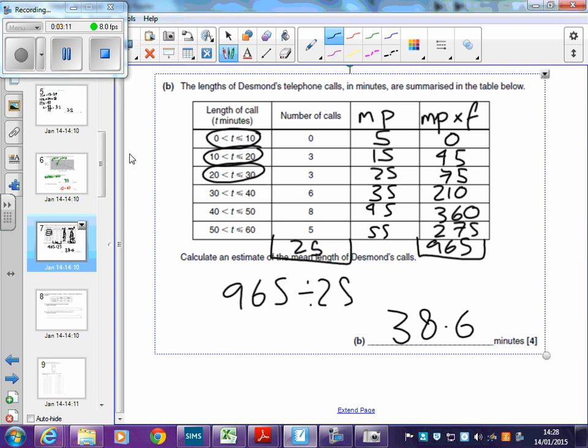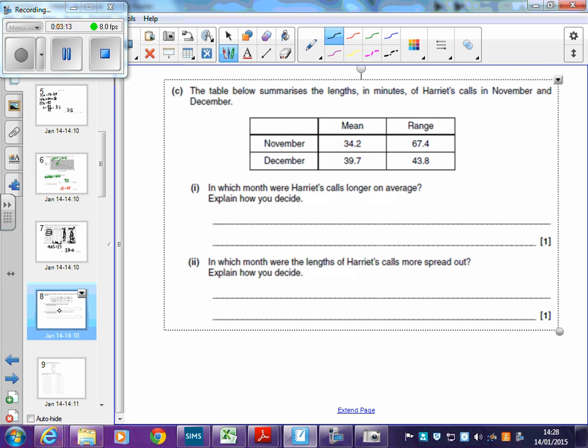And last part of this question, part C. The table below summarises the length in minutes of Harriet's calls in November and December. So I've got mean, range, November, December, etc. In which month were Harriet's calls longer on average? Explain how you decide. The thing that you are looking at for this one is the mean. The mean is the type of average that tells you the length of phone calls. The biggest one is when they're going to be longer, so December, and then explain how we decide: as the mean is bigger.